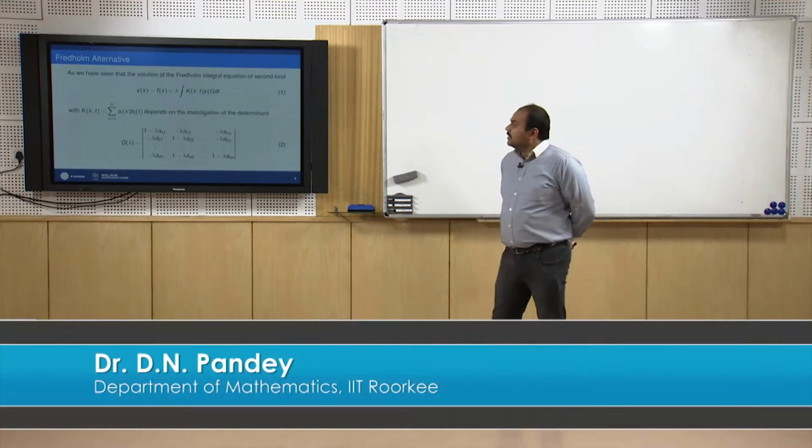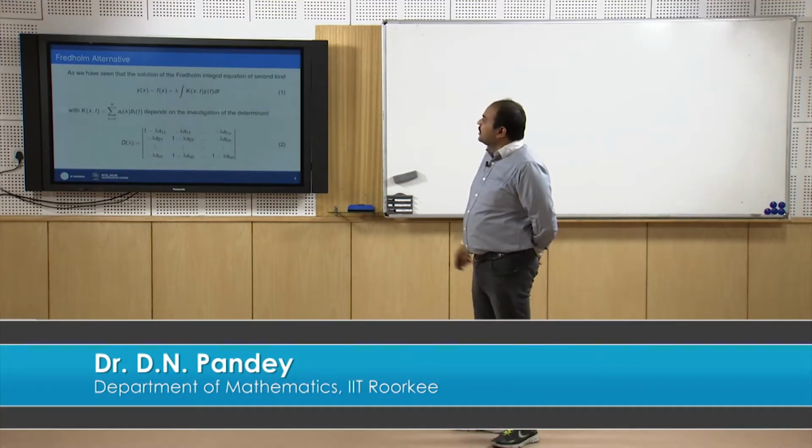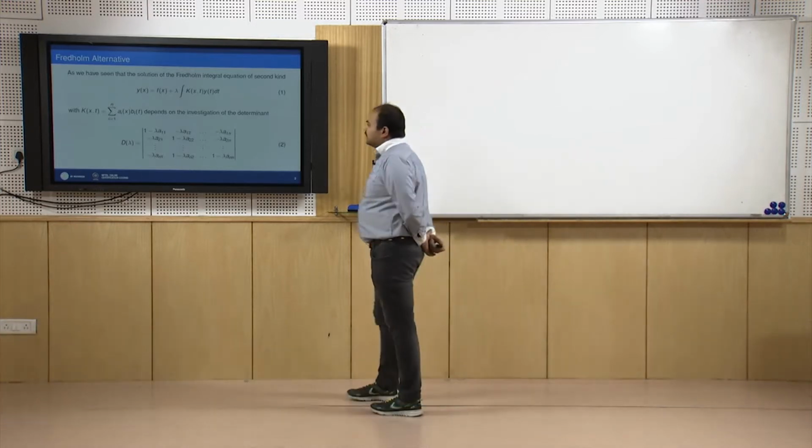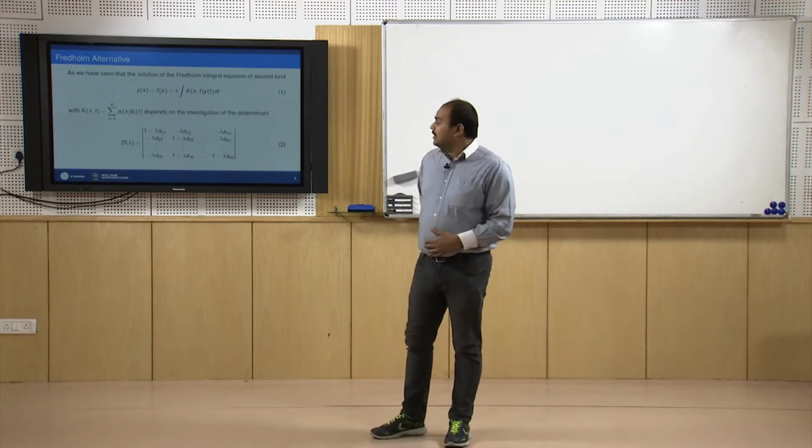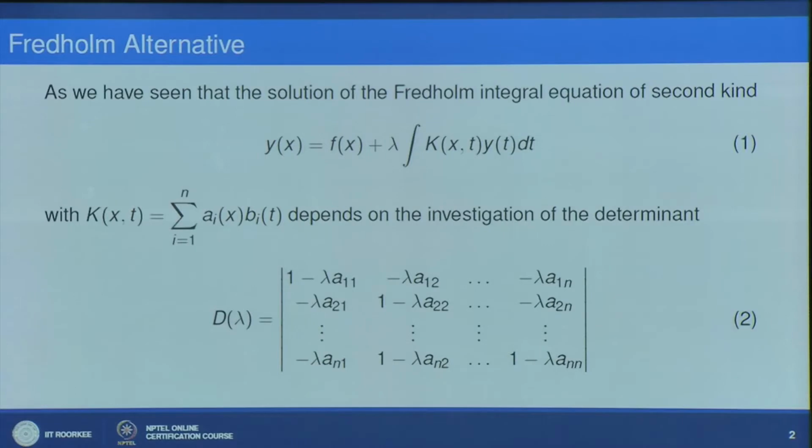So the first thing is to discuss this kind of problem that, if you remember, we have solved. This is a Fredholm integral equation of the second kind where the kernel k(x,t) is a separable kernel, and we have seen that the solution of equation number 1 is related to solving this kind of determinant, which we obtained by putting the value of k(x,t) in the equation and then separating in terms of a_i(x) and b_i(t).